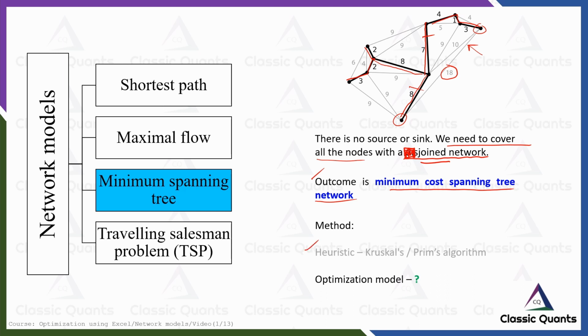The heuristic methods here are Kruskal's algorithm and Prim's algorithm. Using these two algorithms, primarily we solve this type of minimum cost spanning tree network. Optimization models are also available in terms of integer programming, but those are really complex and not very useful. The heuristic methods are quite robust in finding optimal solutions.